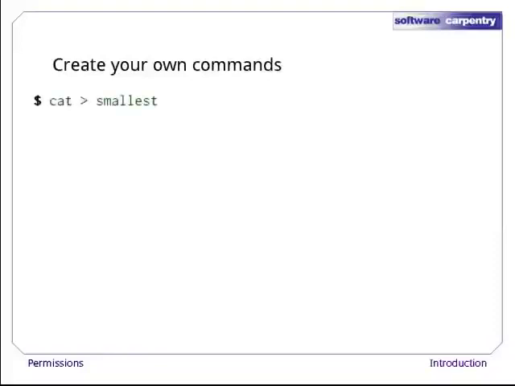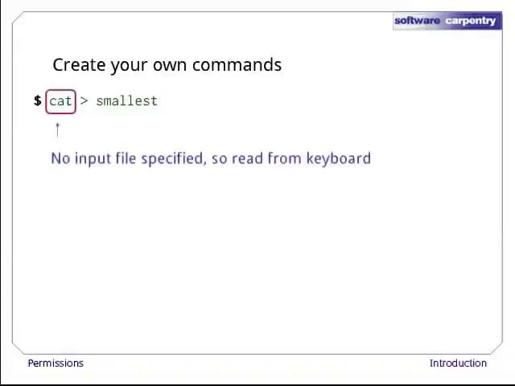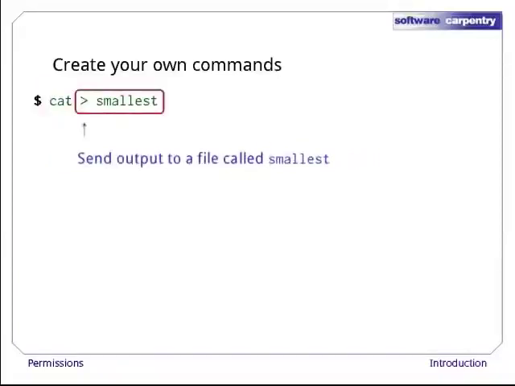Let's start by running cat > smallest. Since we didn't specify an input file, cat will read from the keyboard, i.e. its input will be whatever we type. And since we put > smallest at the end of the command, the computer will send cat's output to a file called smallest. Making a long story short, this command will copy whatever we type into a file called smallest. It's like a text editor, but without the most useful bits.